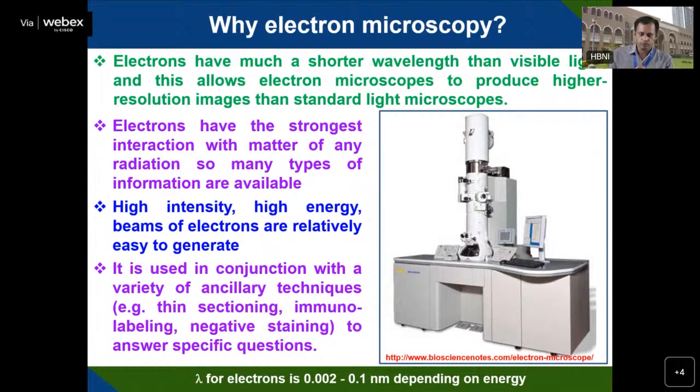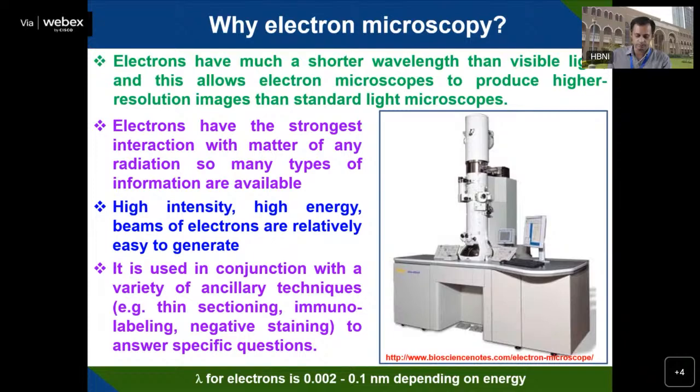Electron has a much shorter wavelength than visible light, which allows the electron microscope to produce high resolution images compared to a normal standard light microscope. Being the strongest interaction with nature, you can get many types of information. In addition, electrons have high intensity and high energy that can be generated relatively easily, and they can be used in conjunction with a variety of other techniques.